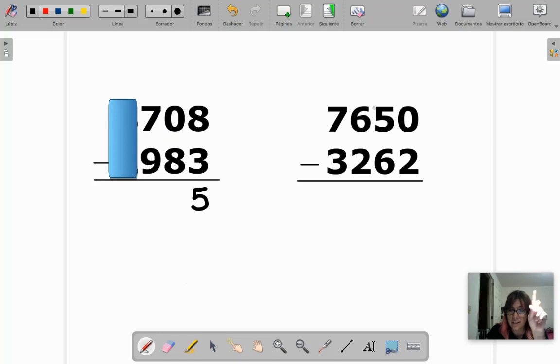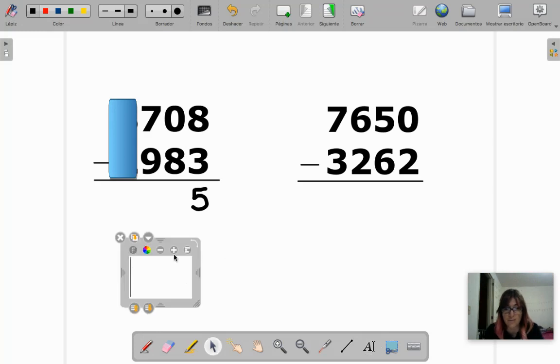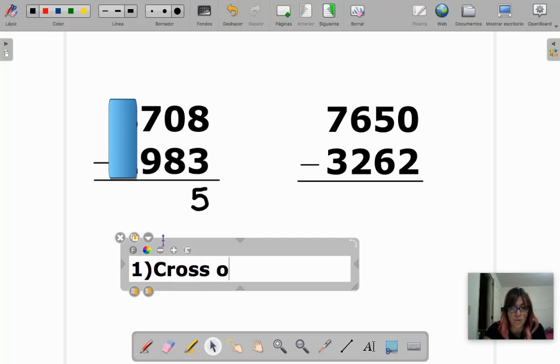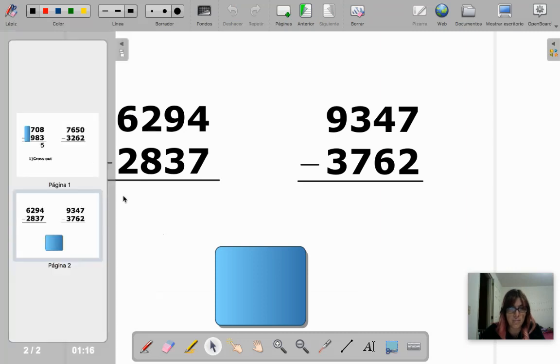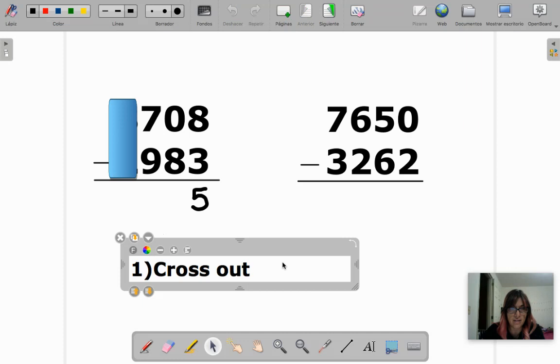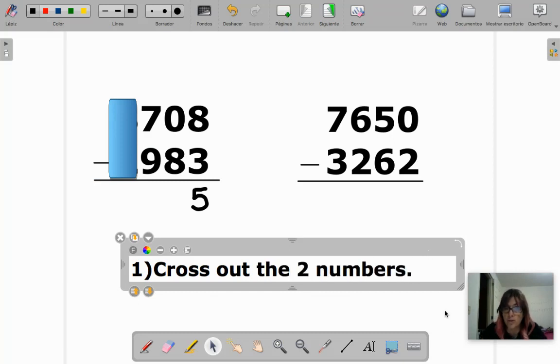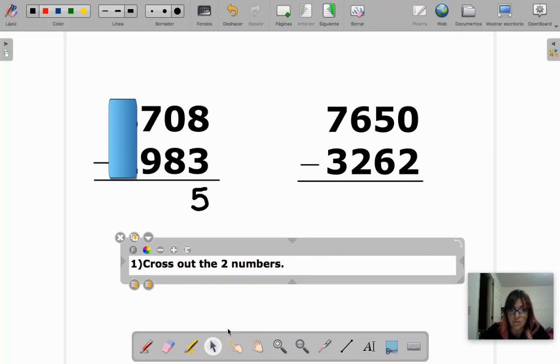And the first thing you do when you are going to regroup, let me write it here for you. Why is it not letting me write? Let me make it smaller since the beginning then. Number 1, cross out the 2 numbers. What happened? Here it is. I don't know why it went to the next page. Cross out the 2 numbers that you are going to regroup. That's the first thing we do, okay?